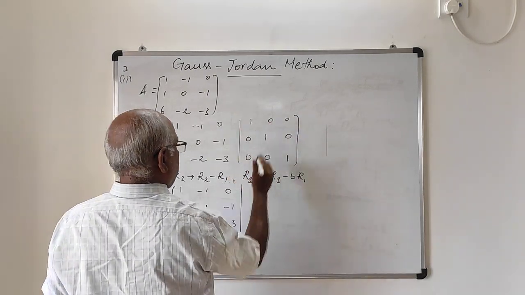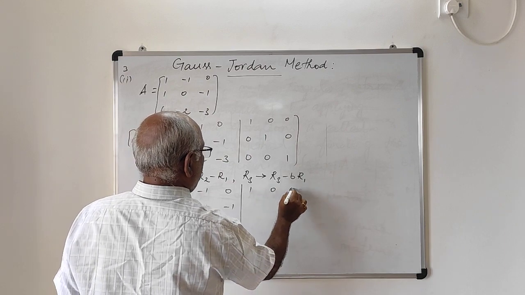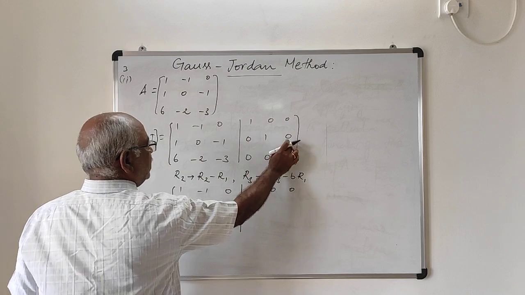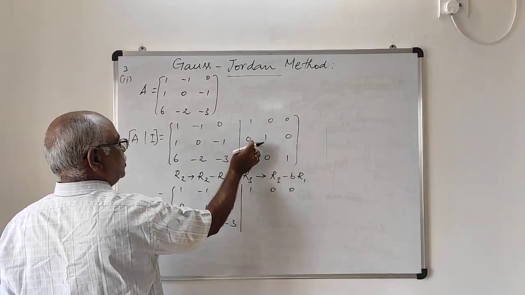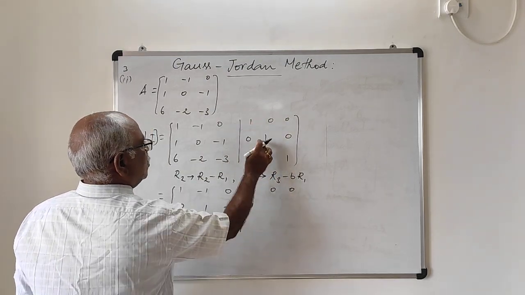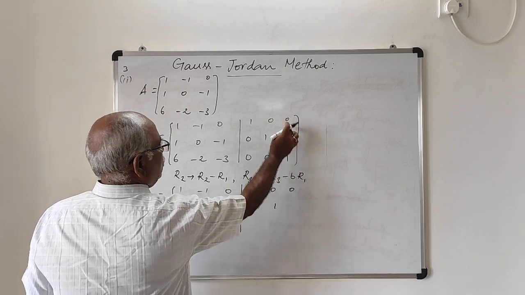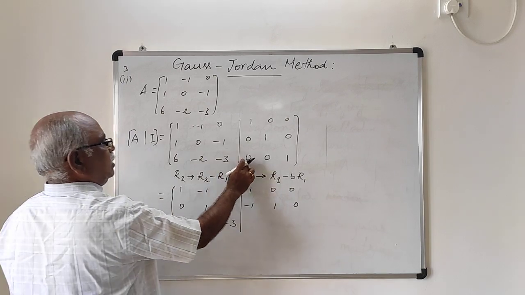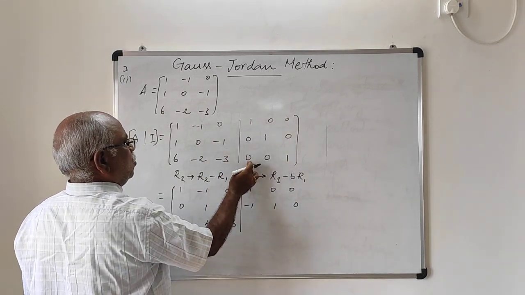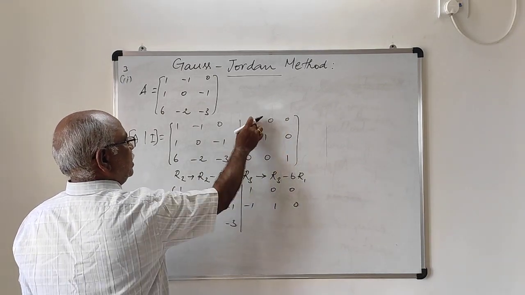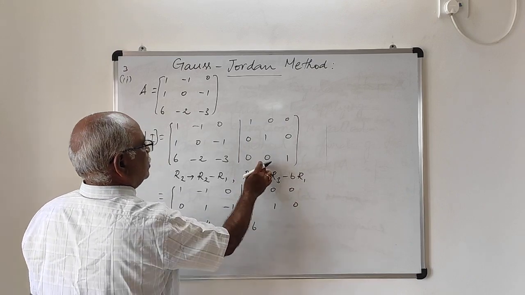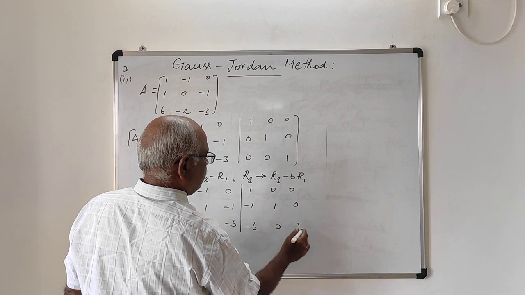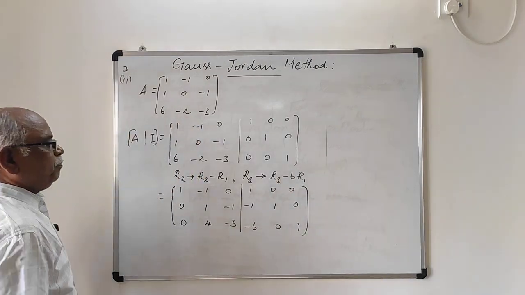Now for 1 0 0, you write the first row as it is. For the second row, this is the corresponding operation you have to match on this matrix also. For that, R2 minus R1: 0 minus 1 is minus 1, 1 minus 0 is 1, 0 minus 0 is 0. Second, R3 minus 6 times R1: 0 minus 6 is minus 6, 0 minus 0 is 0, 1 minus 0 is 1. So this is our first step.